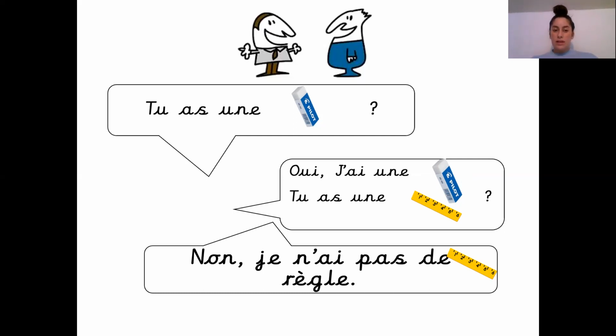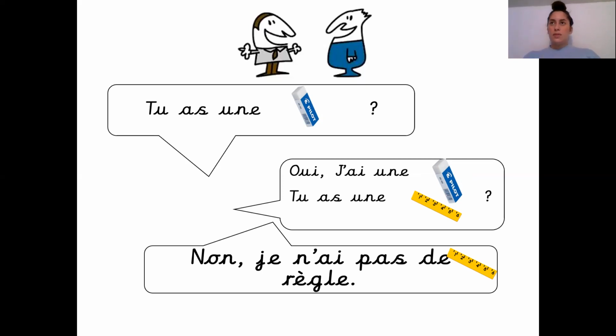Now let's practice doing this with a pencil. So I'm going to ask you, do you have a pencil? And you're going to answer with, yes, I have a pencil, or no, I do not have a pencil. How do we say pencil in French? Un crayon. Tu as un crayon? How do we say yes, I do? Oui, j'ai un crayon. Or, non, je n'ai pas un crayon.